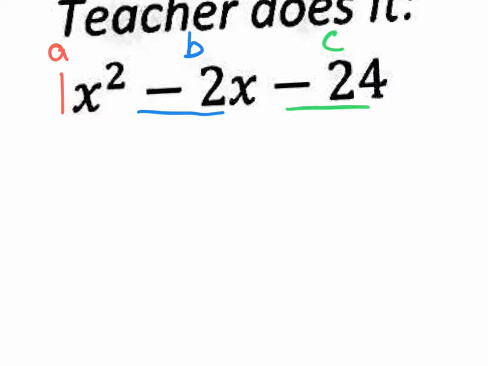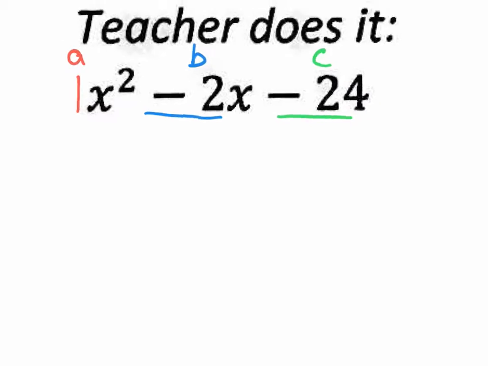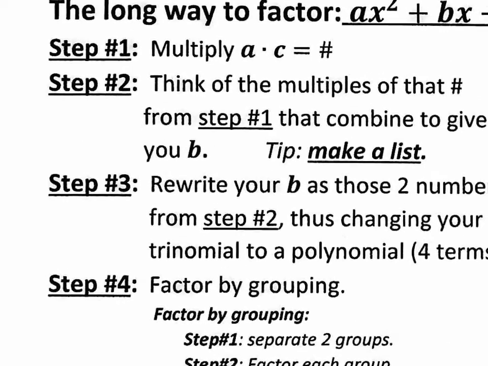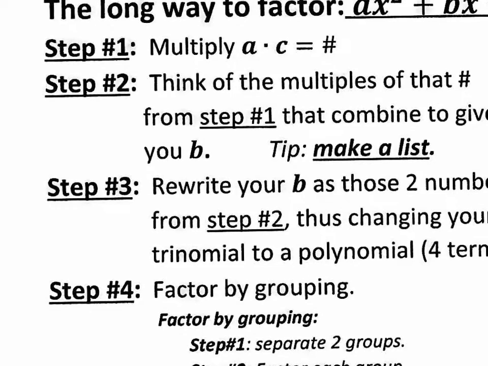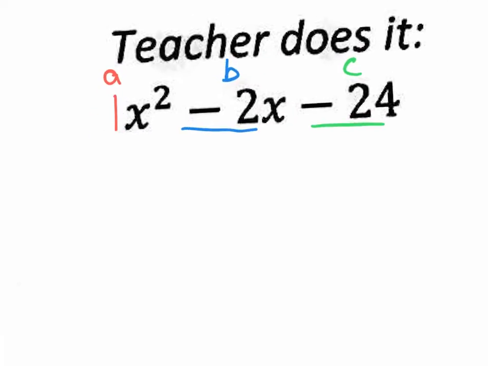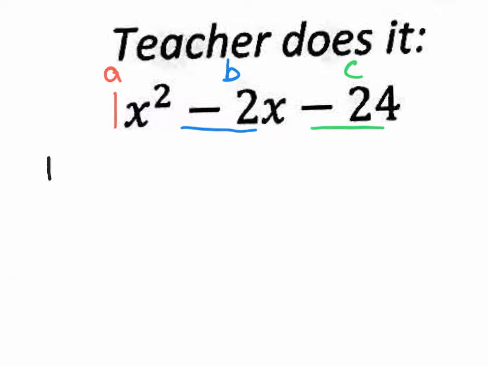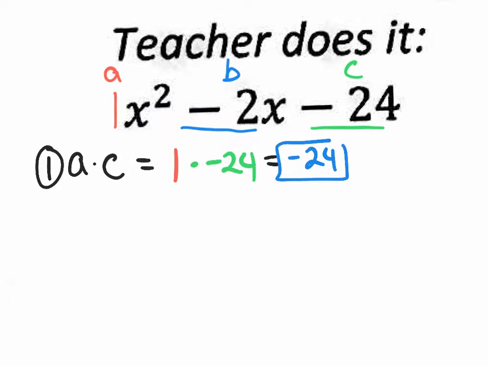So now we're going to be able to apply the steps. If we go back up to step 1, it says, step 1, multiply a times c and get yourself an answer, a number. Okay, so everybody, let's write down the number 1 to show that we're working on step 1, and let's write down a times c. We already know a is 1, and c is -24. So a times c is -24. Okay, and that's our answer for step 1. Let's move on to step 2.